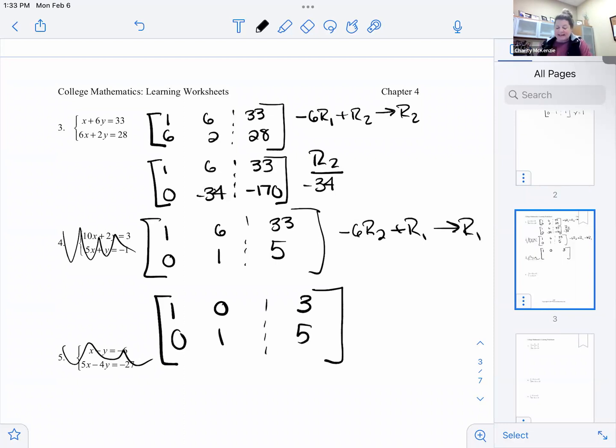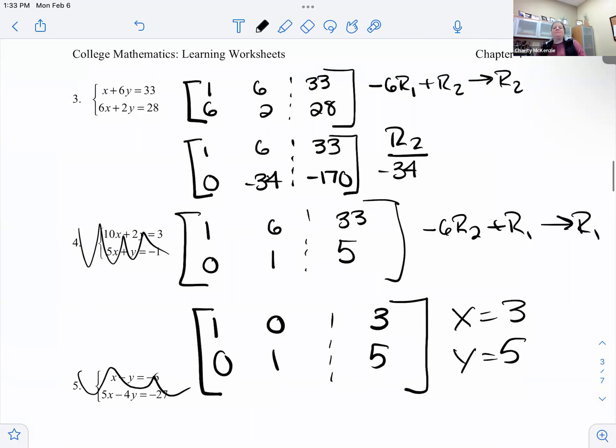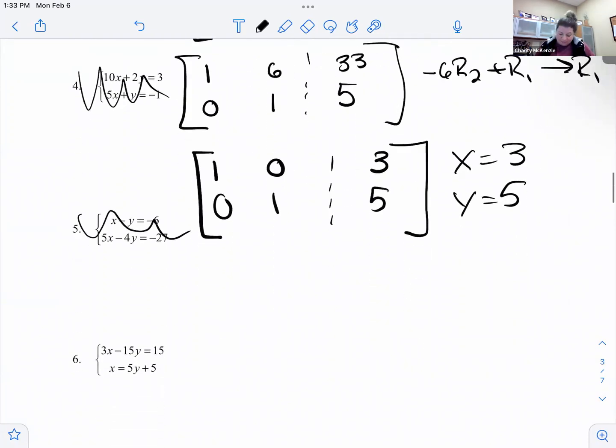Take a second. What are our two solutions? What's x? 3. What's y? 5. Okay, 3 and 5. All right.